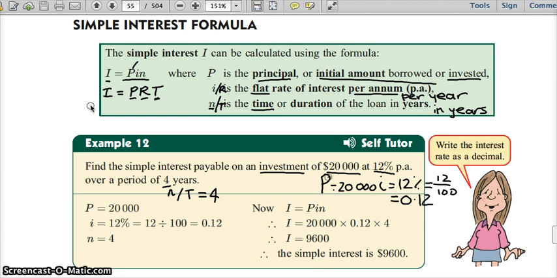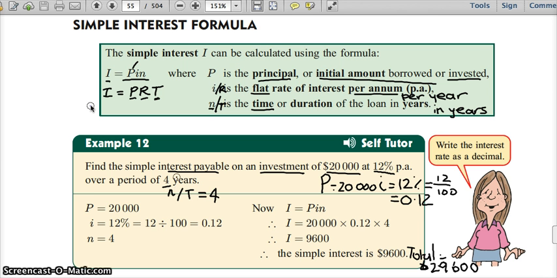If you were to invest $20,000 at 12% over 4 years, you would get your 20,000 back, plus you'd get 9,600 back. So all up, in total, at the end of that period, you'd get $29,600. The amount of interest, which is what the question is asking, find the simple interest, is the 9,600.